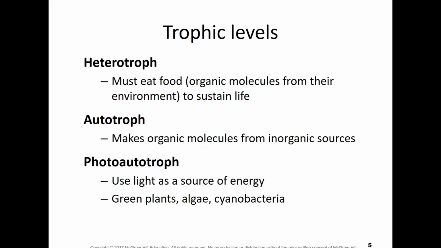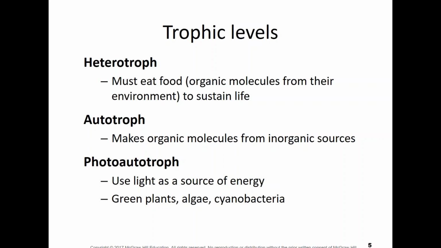Autotrophs can make the organic molecules themselves from inorganic sources. Some use other sources of energy besides the sunlight. Some use chemical energy, but most are photoautotrophs. They use light as the source of energy in order to build these organic chemicals. Remember, we're going to start talking about an endergonic reaction where we have to put energy into it, an endergonic anabolic reaction, in order to build these glucose molecules, right?